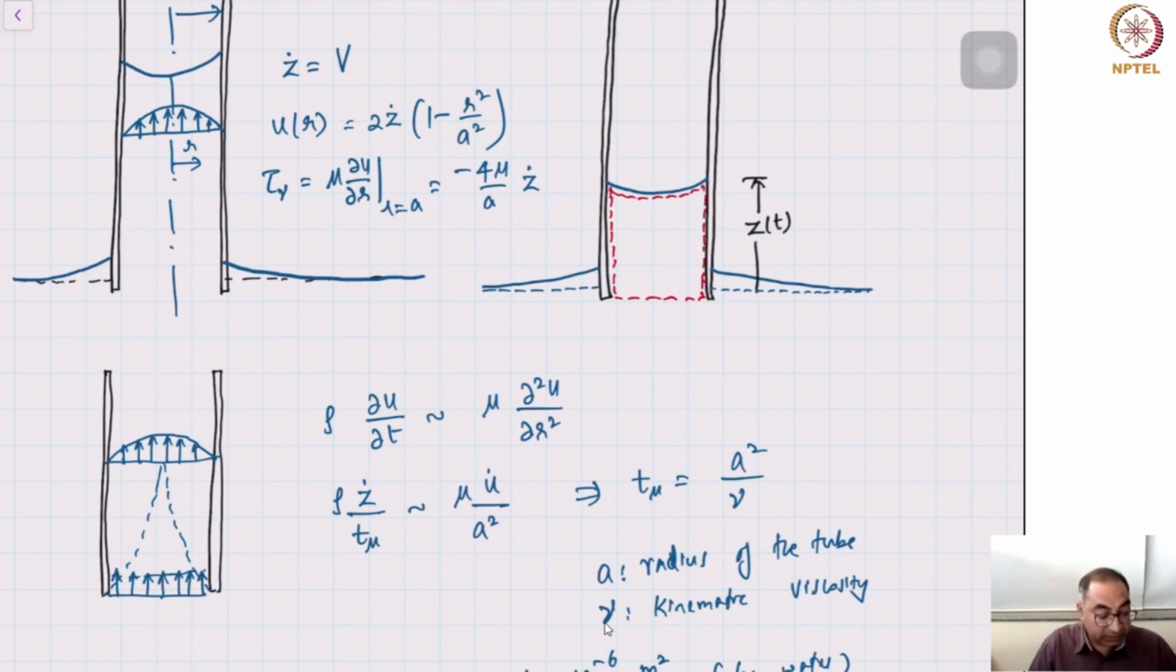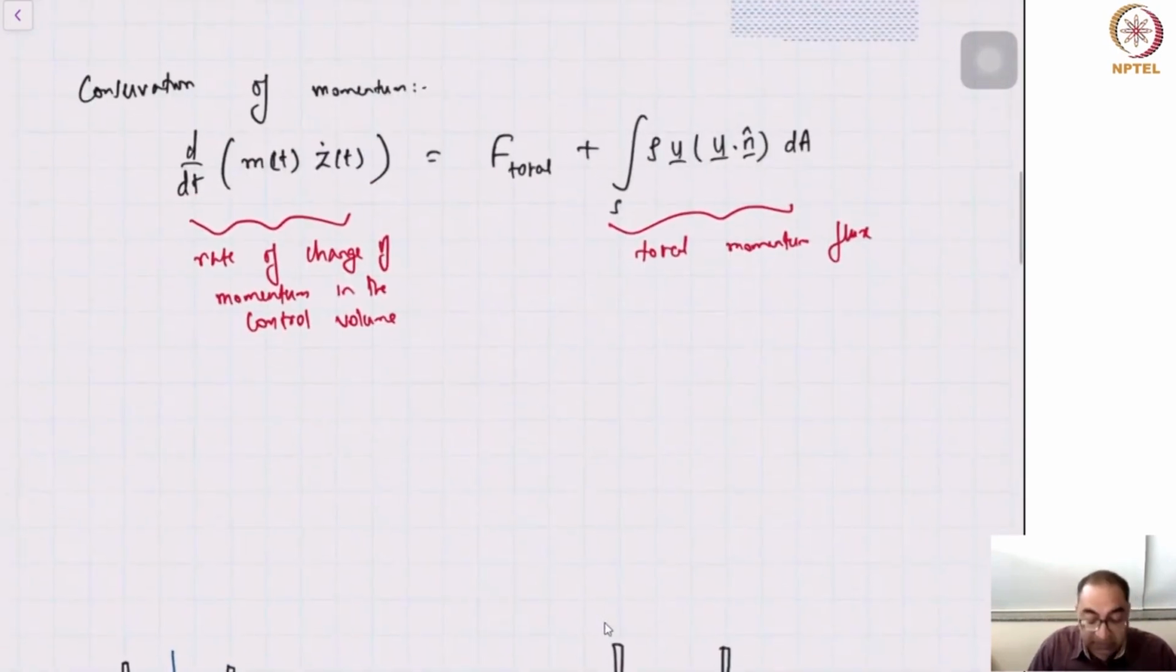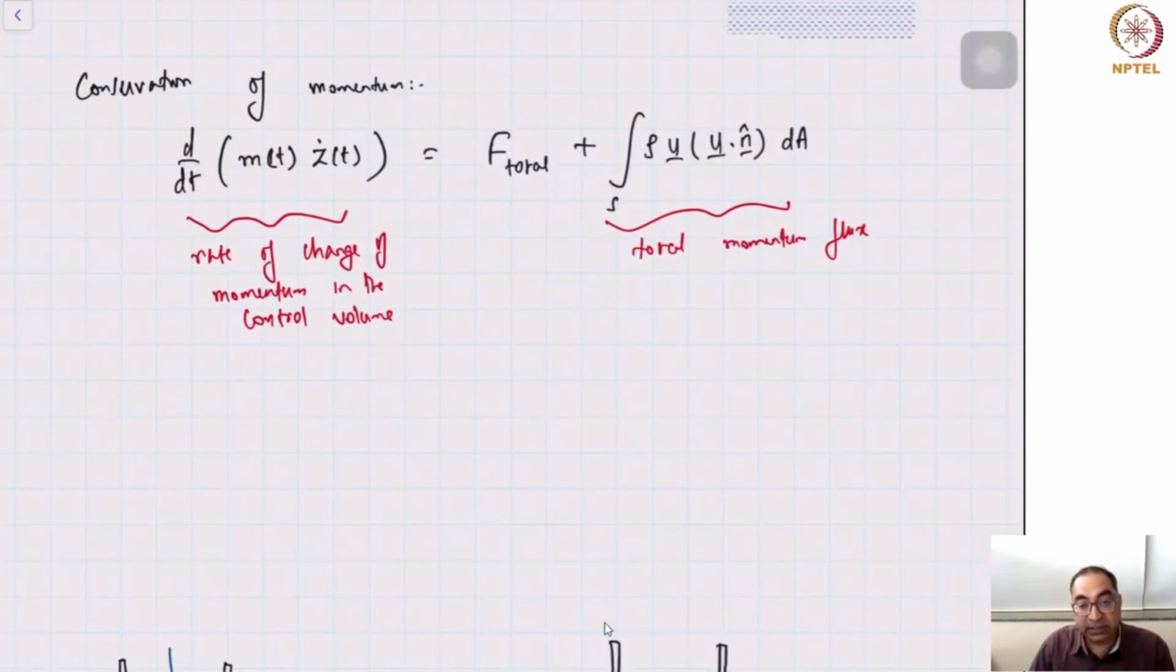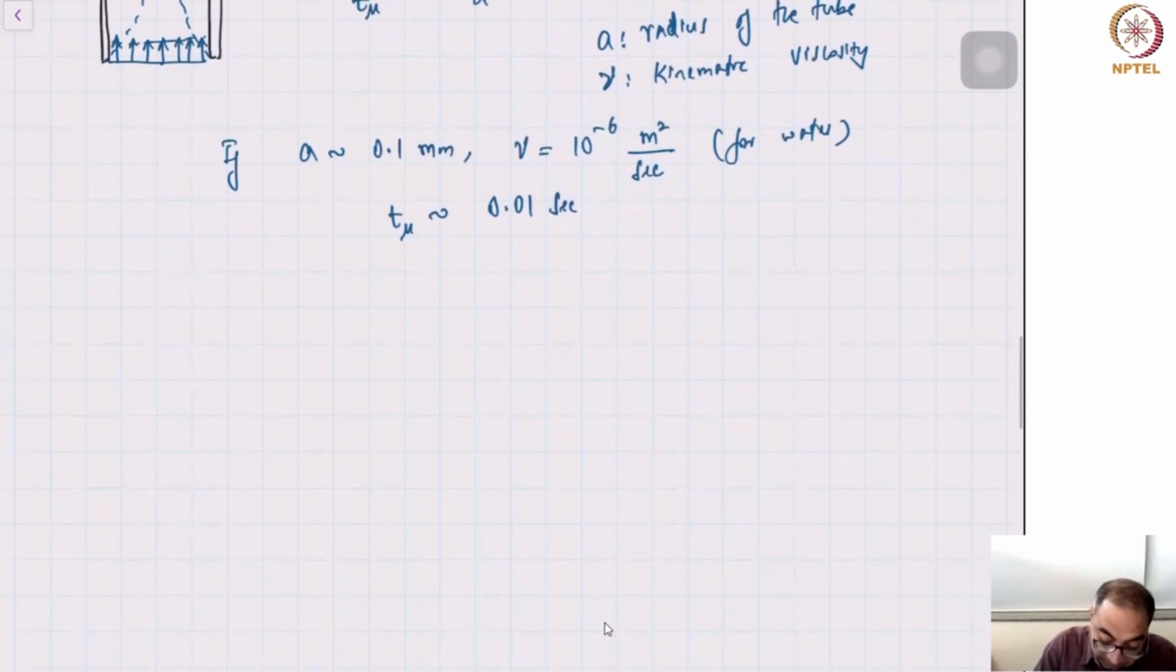So let's write down the force balance for this system. The force balance in this case would be whatever I've written down earlier, which is mass times acceleration on the left hand side, equal to the sum of all the forces. So let's write that down.